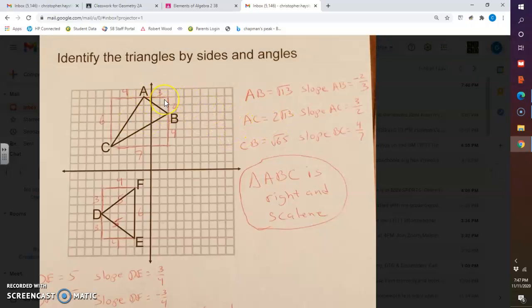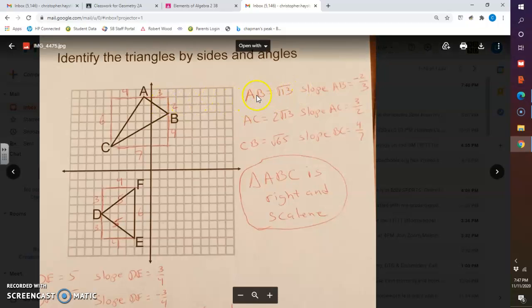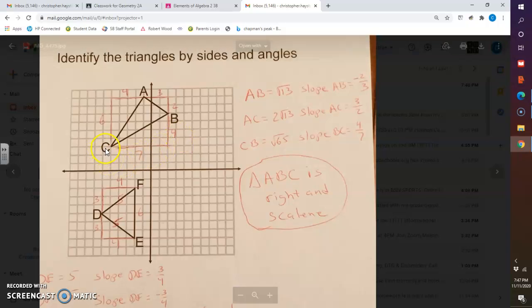Right 3 down 2. 3 squared plus 2 squared is 13. And the square root of 13 is root 13. That's the length of AB. CB, we go right 7 up 4. 7 squared plus 4 squared is 65. And the square root of 65 is the length of CB.